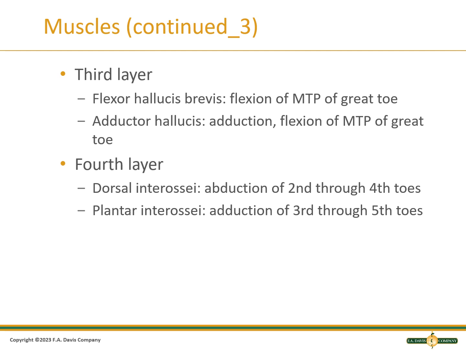And then the fourth layer is going to be our dorsal interossi, which is abduction of the second through fourth toes. And our plantar interossi, which is going to be adduction of the third through fifth toes. So same as with the hand, it kind of cups based on which side you're trying to use it. Your foot does as well.